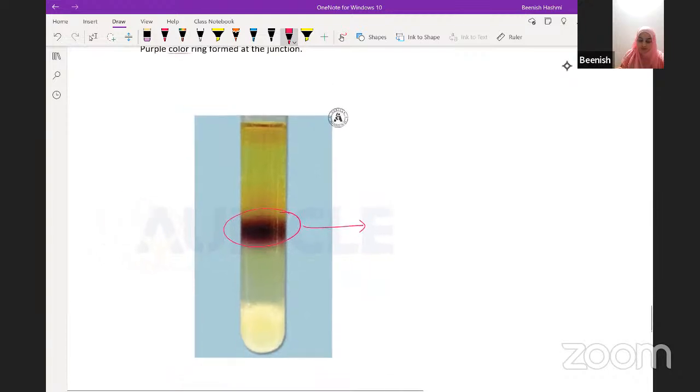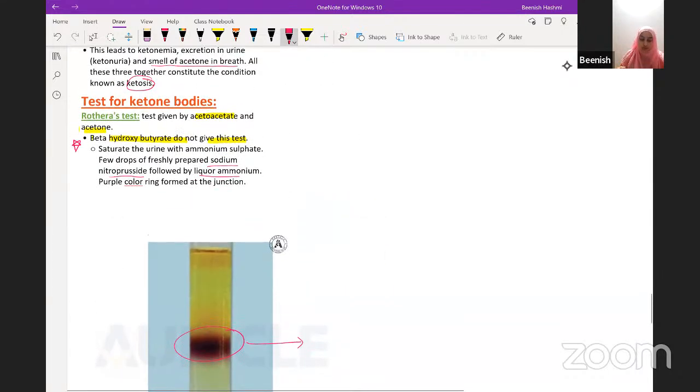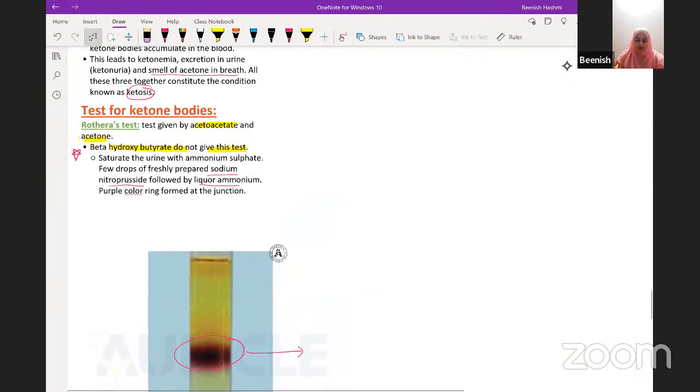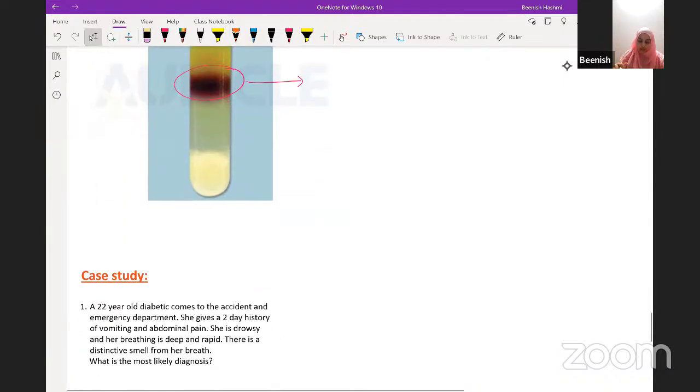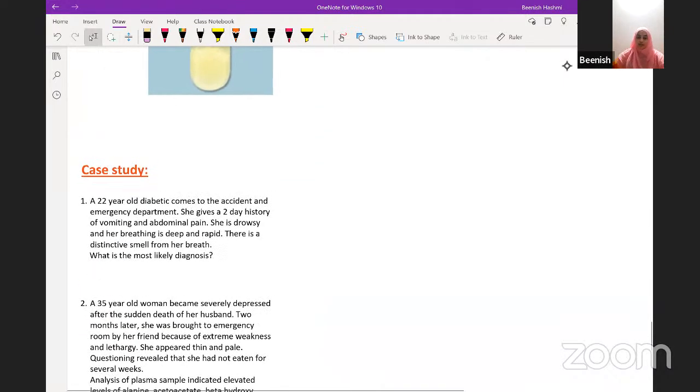This is Rothera's test. So that was about ketone bodies. I'll end this by taking two very interesting clinical case scenarios.